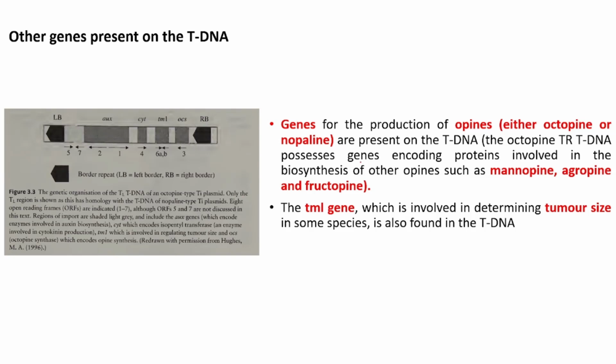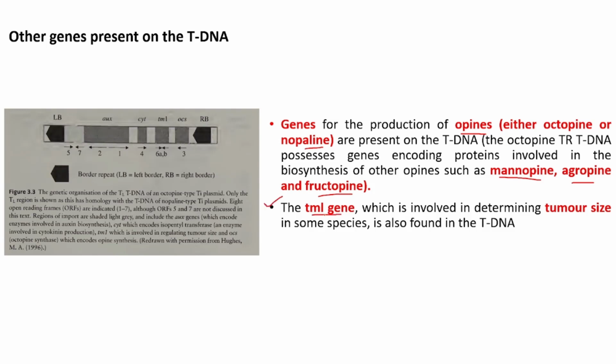Okay, so we will discuss some other genes. Genes involved in the production of opines are also present here. And not only these two opines, sometimes it has been reported that there are other opines instead of octopine and nopaline, which are mannopine, agropine and fructopine. They can also be present.